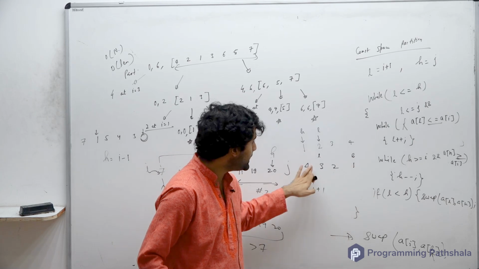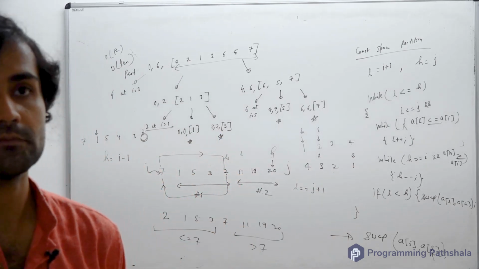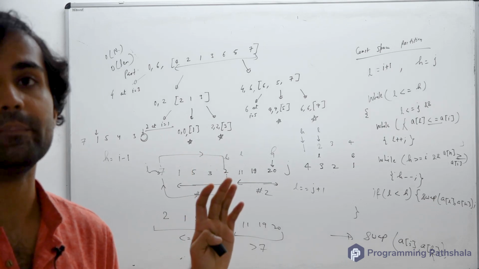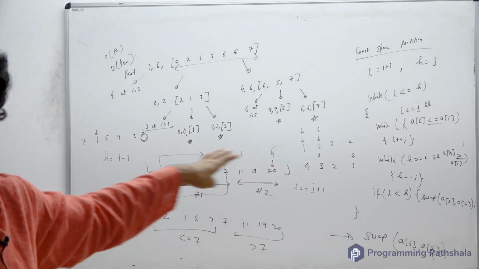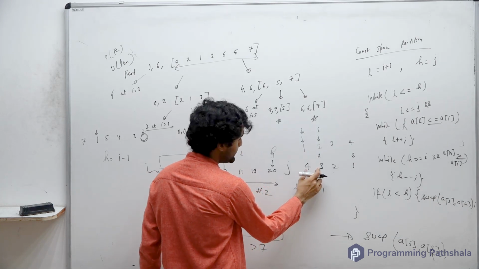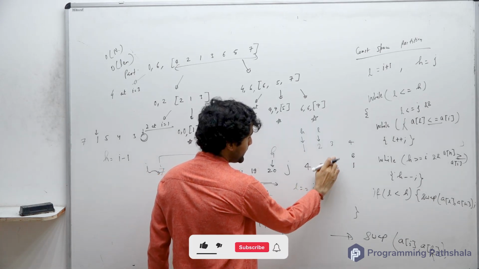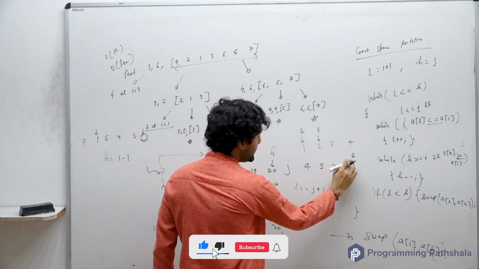Will H be able to grow back? No, because it will never see an element which is strictly greater than 4, because the array is in descending order. But what about L? This will see that this thing is smaller than or equal to 4. It will be happy and come here. Here also it will be happy and come here. Here also it will be happy and terminate there.